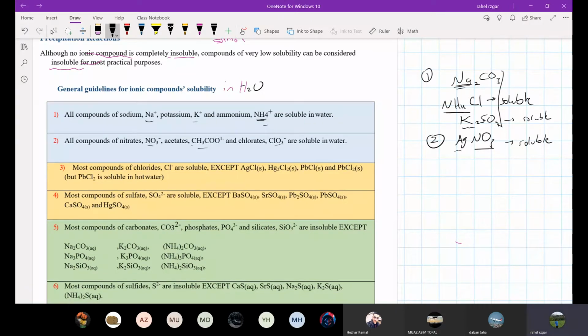Or let's say, what else do we have? Pb(ClO3)2. This is Pb2+. Without a hint, you can directly say it is soluble. Why? Because it contains ClO3. That's it. So anything that contains these 6, without any exceptions, you can say they are soluble. So rule number 1 and 2, they are always soluble. If they are in a compound, they will make that compound soluble.